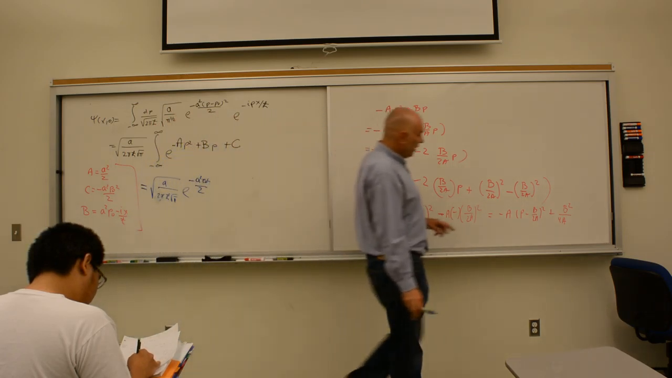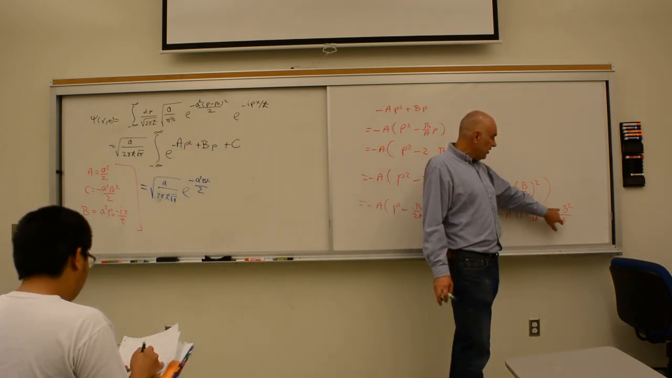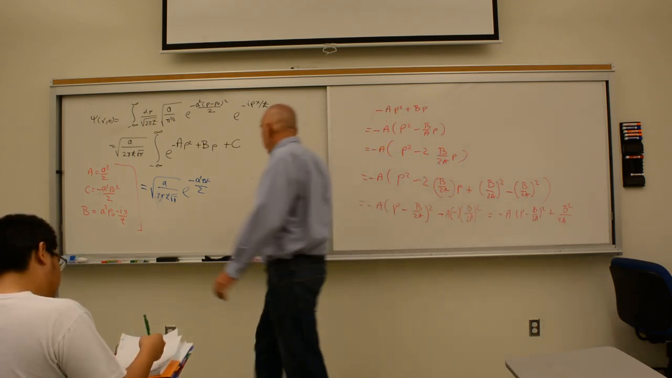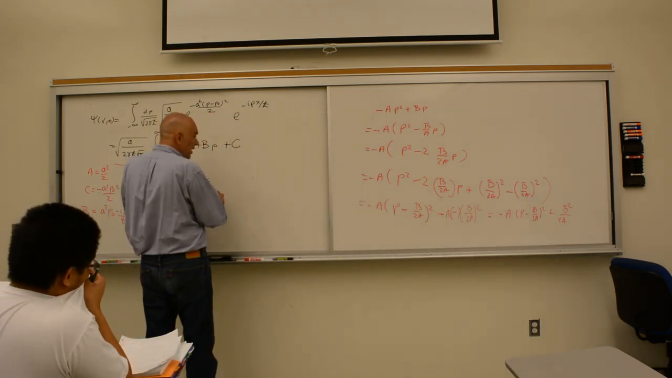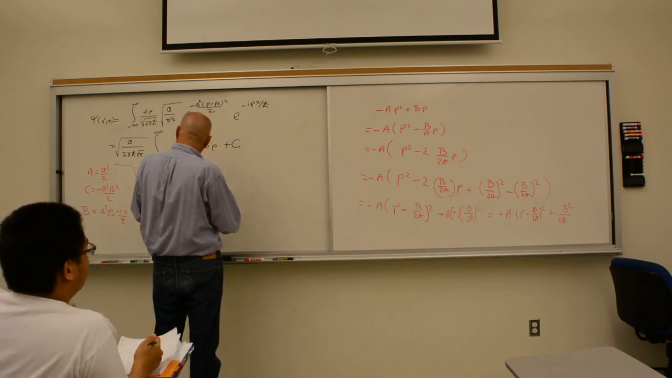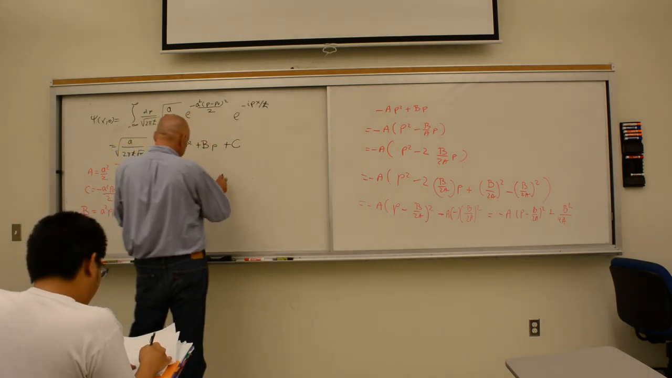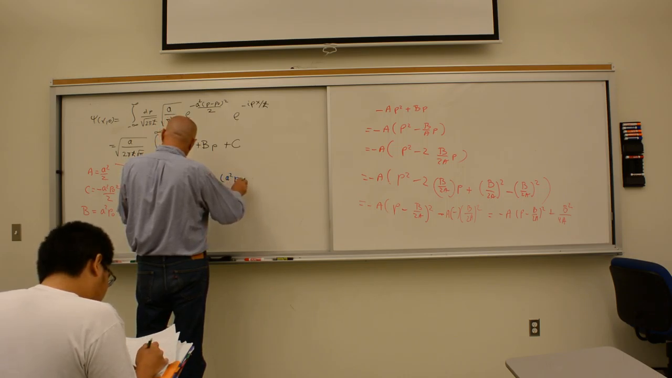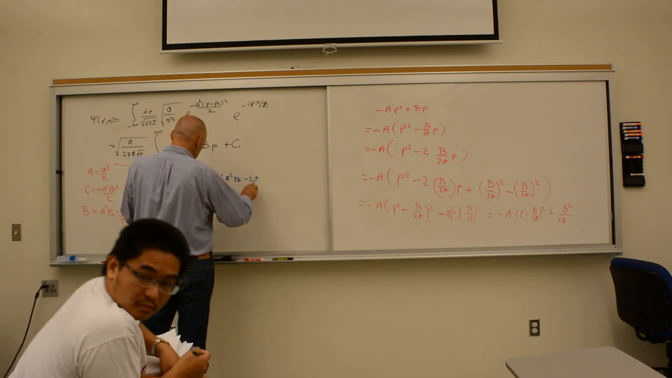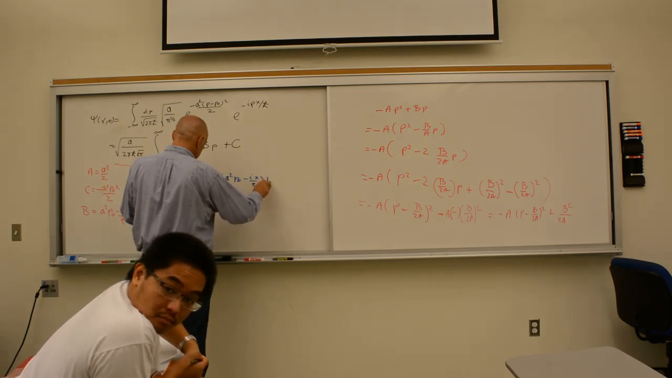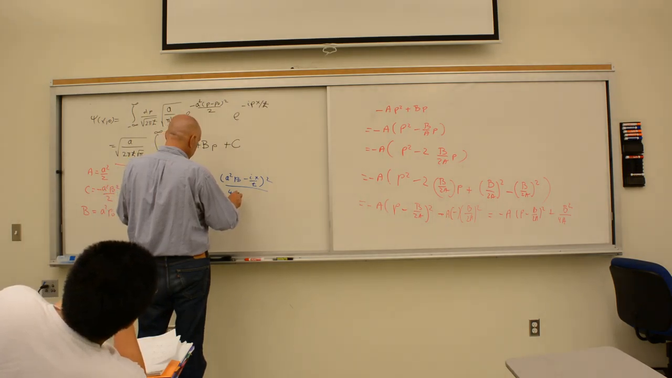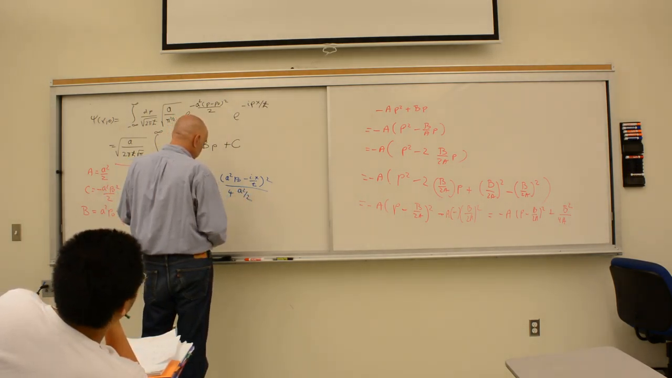Square root of a, 2 pi h bar, square root of pi. Now I have e to the C. And then after completion of the square, I will still have this piece which will come out because it has no variable. So then I will have an additional piece which is plus B squared.